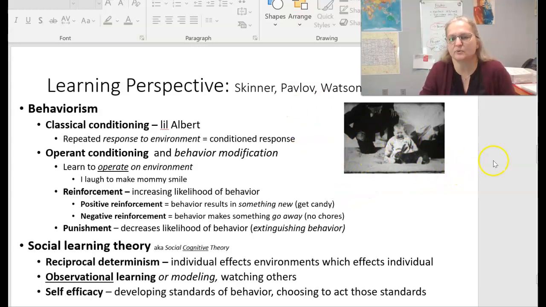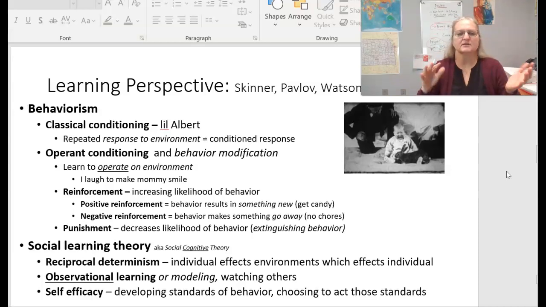So the classic experiment, and I think there's a quiz question that actually refers to this image over here, and this little boy named Albert. The story goes, and the famous researcher is a fellow by the name of Watson, that Watson wanted to demonstrate that you could influence an emotional response to something, or a behavioral response.